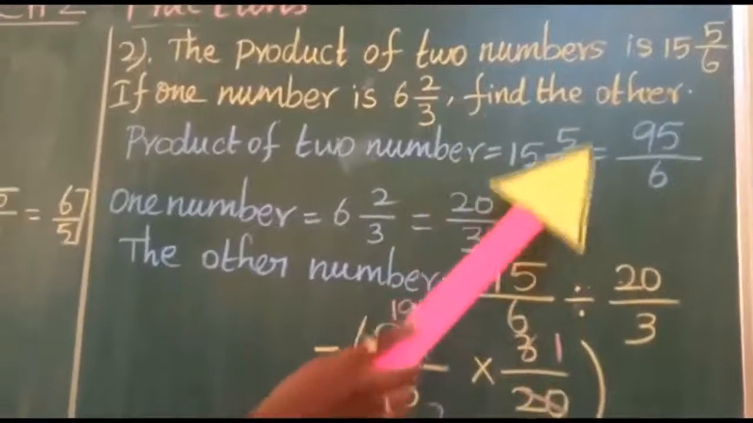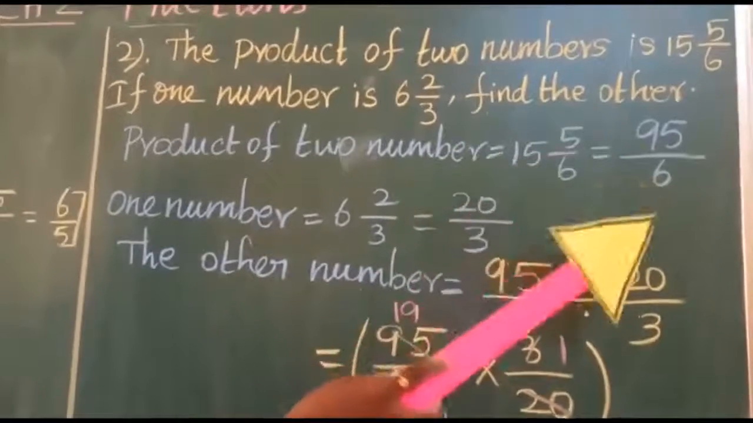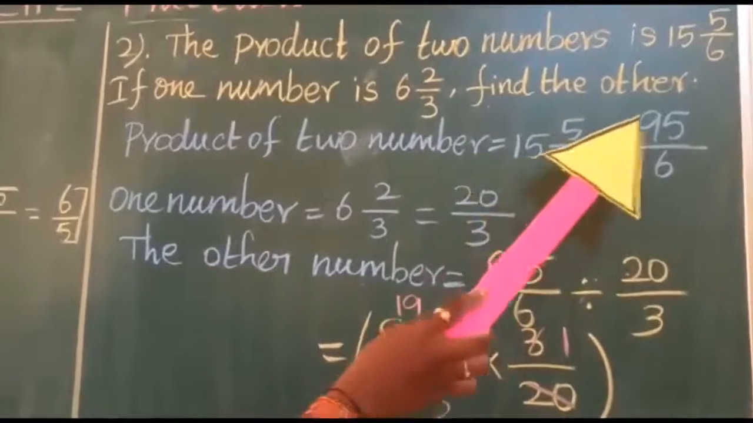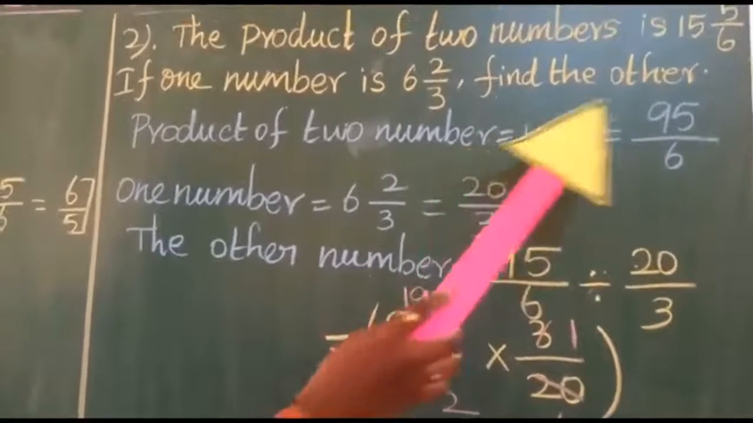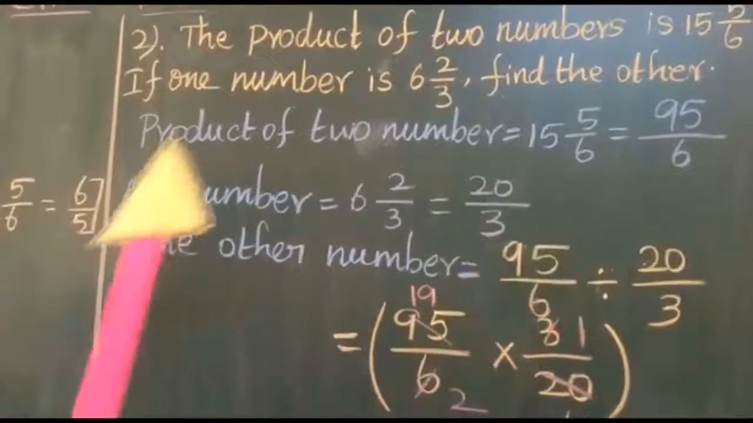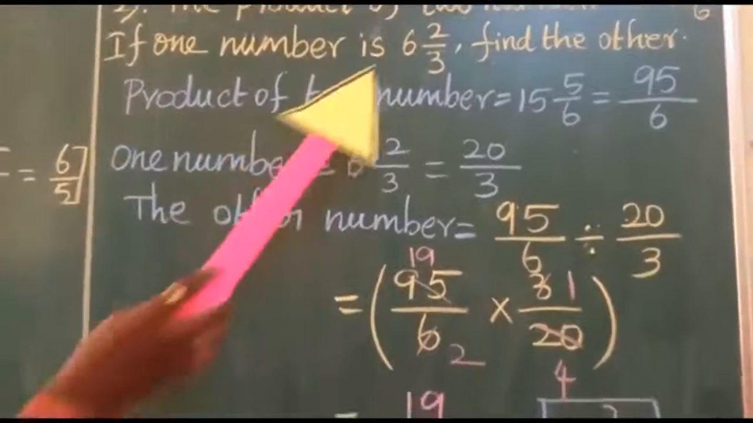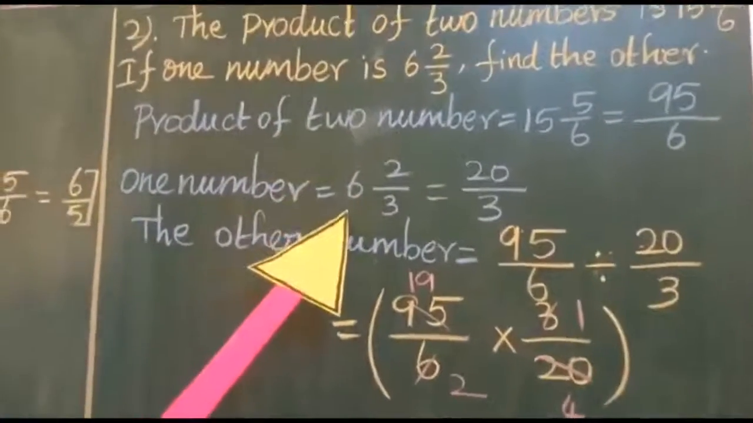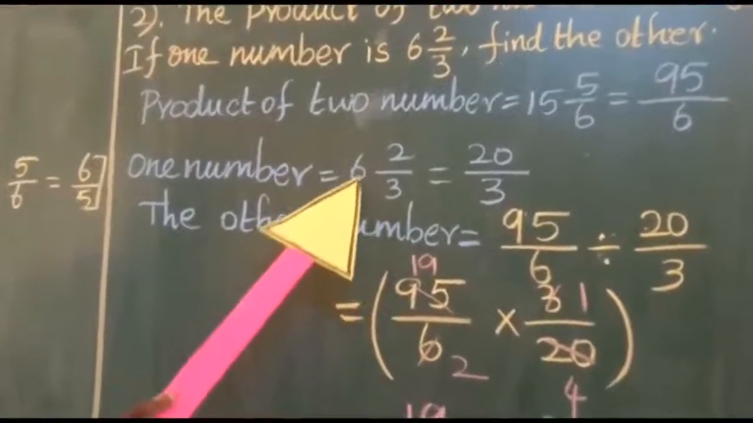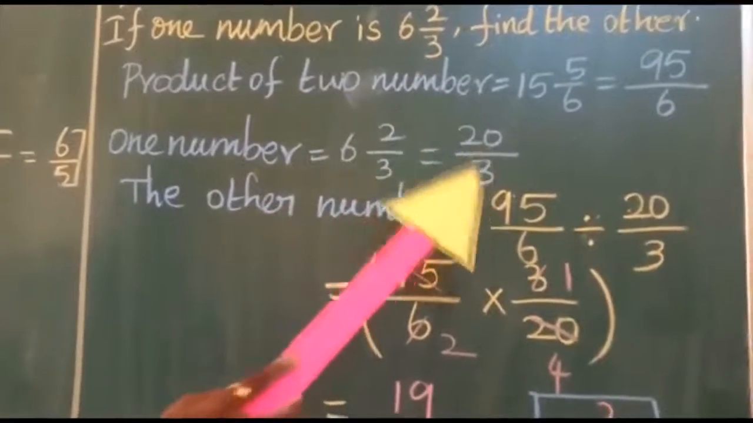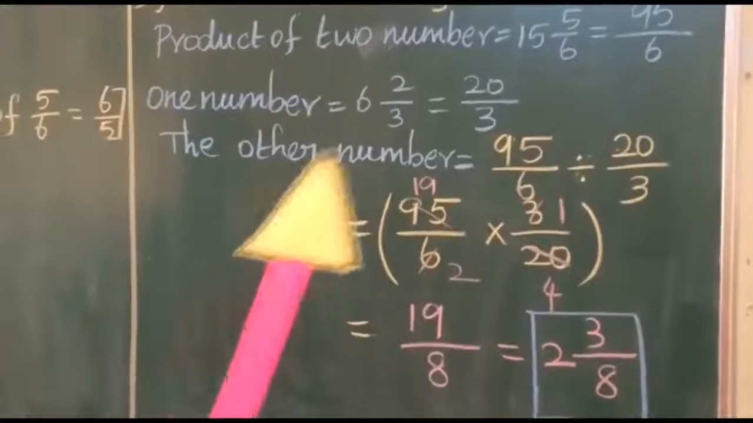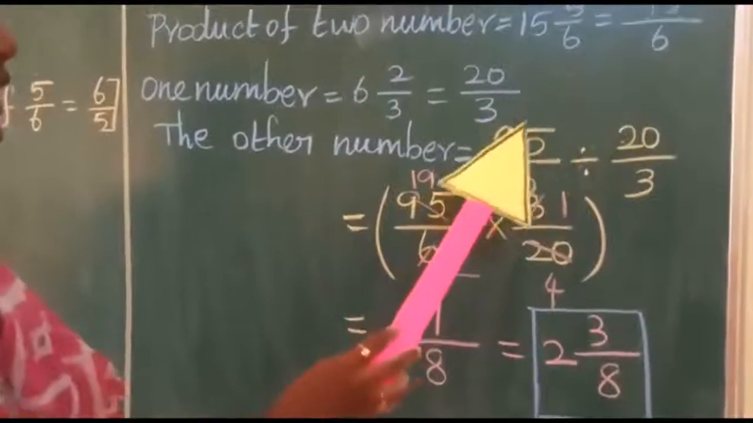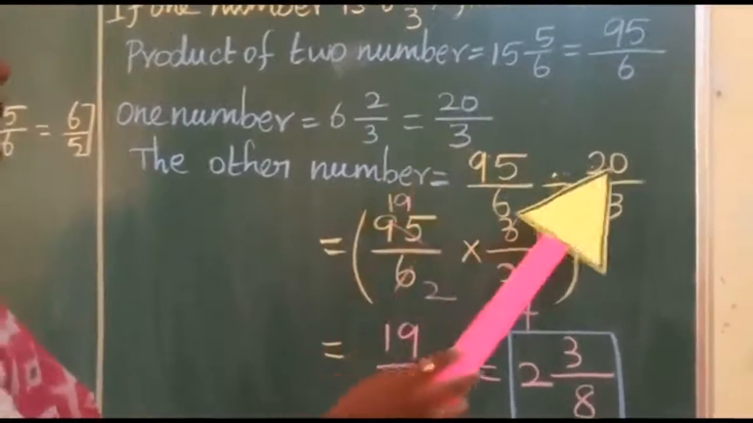So this is the mixed fraction. When we convert it to an improper fraction, it will be 95 by 6, because 15 into 6 is 90, and plus 5 will be 95 by 6. And coming to the one number, the one number is 6 into 2 by 3. 6 threes are 18, 18 plus 2 will be 20 by 3. What about the other number? That other number we have to find. So first you write this 95 by 6 and the second number will be 20 by 3.